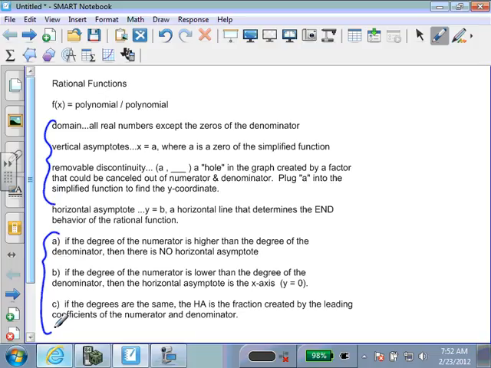If the degree of the numerator is higher than the degree of the denominator, then there is no horizontal asymptote. If the degree of the numerator is lower than the degree of the denominator, then the horizontal asymptote is at the x-axis, or y equals 0. And if the degrees are the same, then the horizontal asymptote is the fraction created by the leading coefficient of the numerator over the leading coefficient of the denominator. And all that will make much more sense once we take a look at a couple of these.